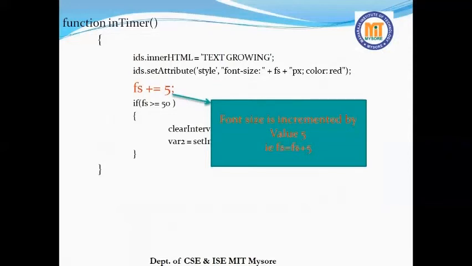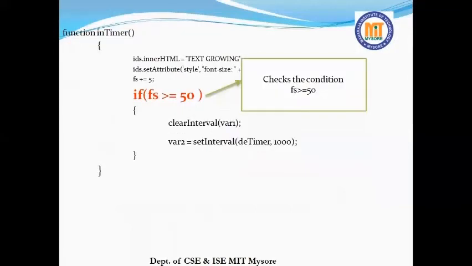So I am taking fs plus equals 5, that is incremented every time by 5. Next I'm checking one condition, making a decision: whether the font size is greater than or equal to 50. If this is the case, the condition is true, then I am going to call the function clearInterval.